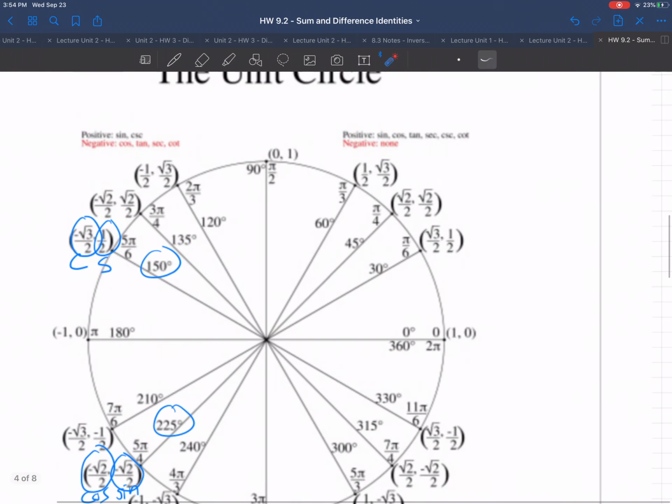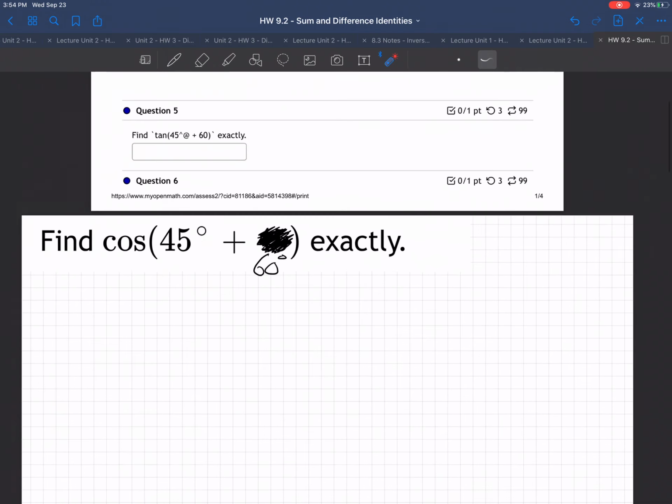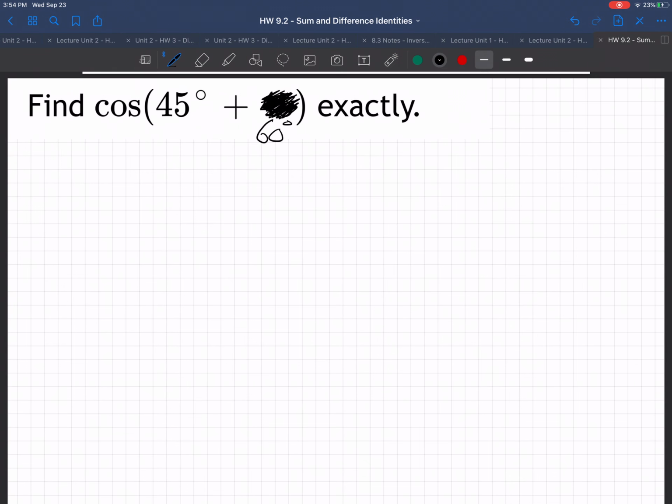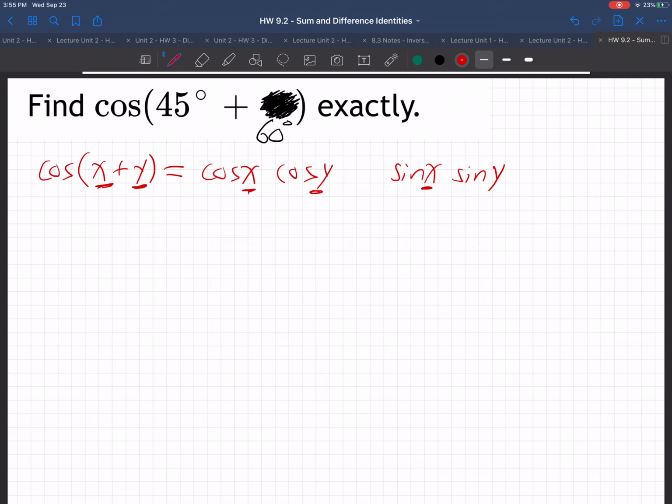Okay, so let's follow that yellow brick road. Let me just write it out. Cosine of x plus y is cosine, cosine, sine, sine, and you just go x, y, x, y. You keep the same order, right? X first, then y. You don't change that order. But then in the middle, the sign is opposite. So for the cosine formula, it's the opposite sign in the middle.